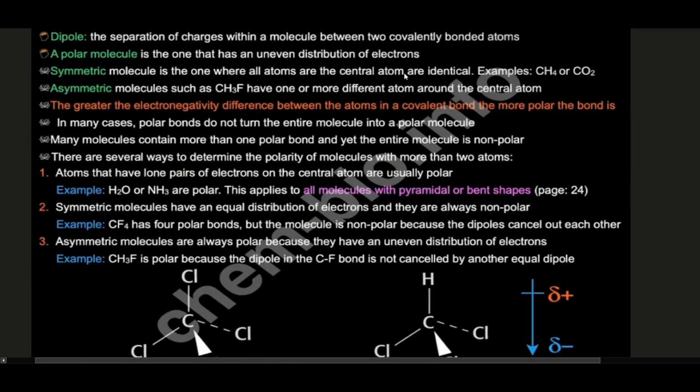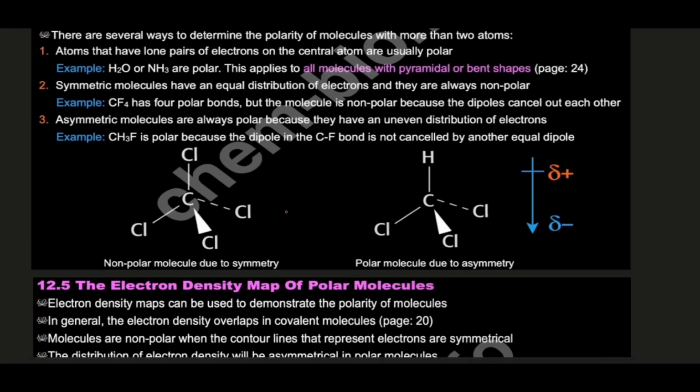So next, polar molecules. A polar molecule is one with an uneven distribution of electrons. There are two types: symmetric and asymmetric. Symmetric is the one where all the atoms at the central atom are identical, say for instance CH4 and CO2. You can clearly see that this is a symmetrical molecule, considering the type of atoms connected to the central atom is the same. But in the case of an asymmetrical molecule, one of the atoms is different, so this makes the molecule asymmetrical. Whenever a molecule is symmetrical, that molecule becomes non-polar.